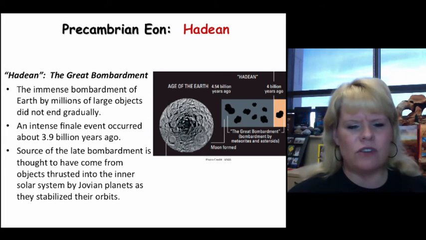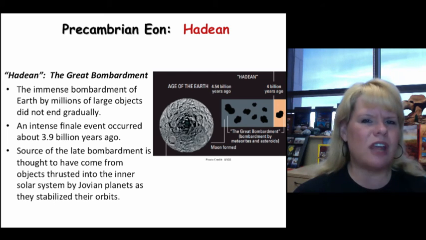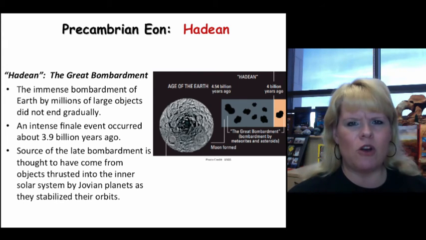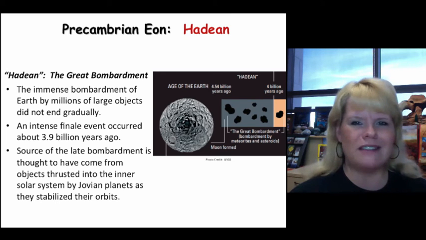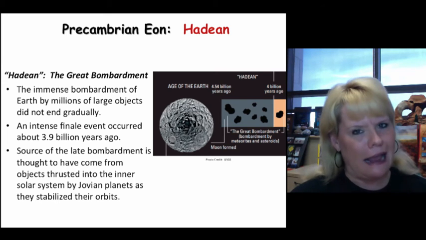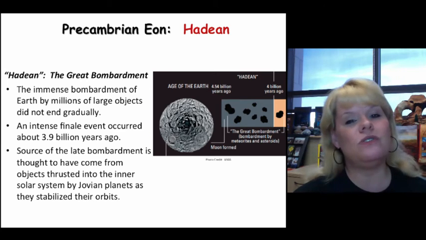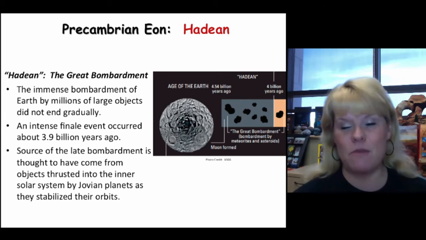The inner solar system was being thrust by objects coming from Jovian planets as they stabilized their orbits. So the beginning of our bombardment started with the sun, and then the big planets kind of threw back stuff into the inner solar system, creating what we call the Great Bombardment. So it got hit and hammered for quite a while during the Great Bombardment. The moon's surface is good evidence of that bombardment.